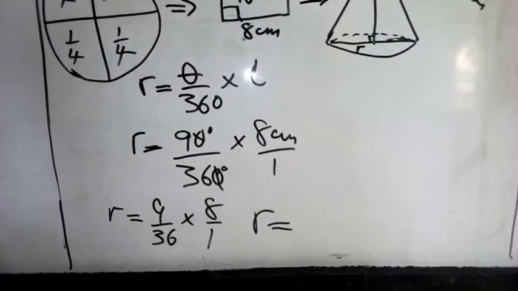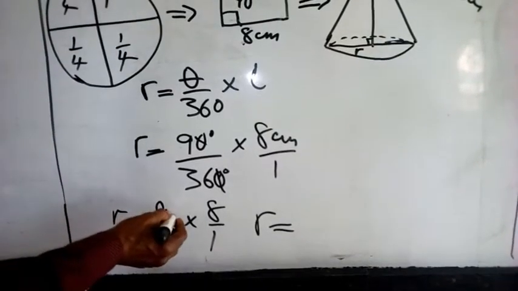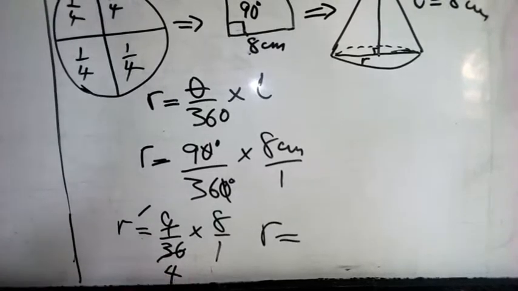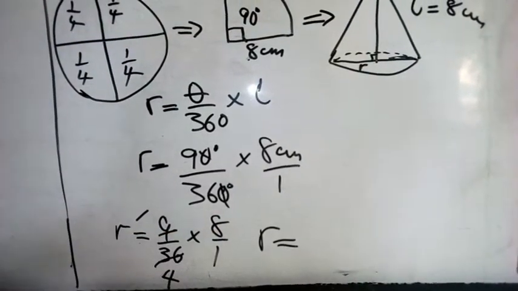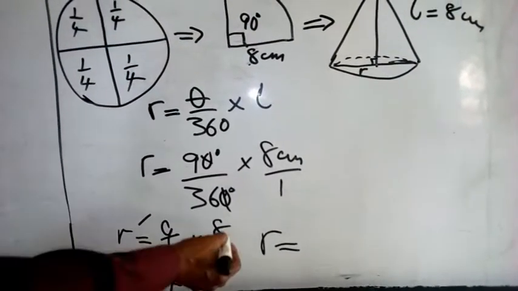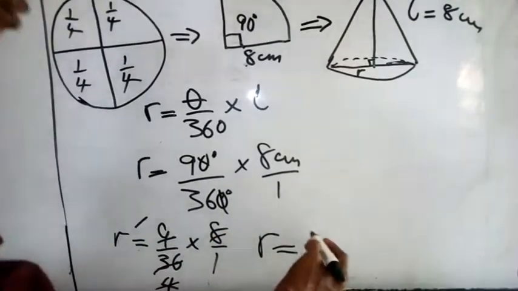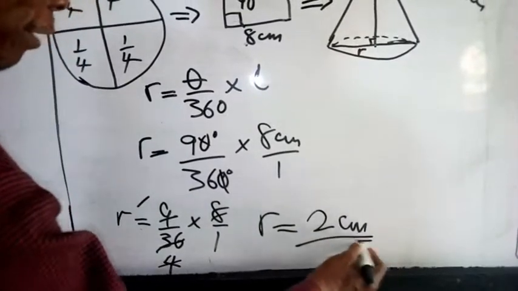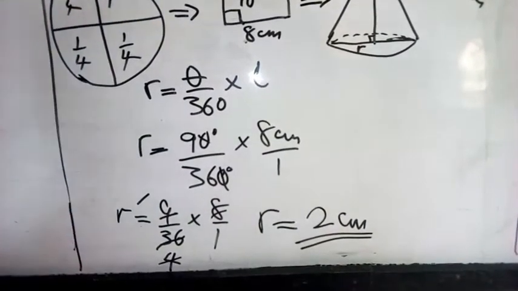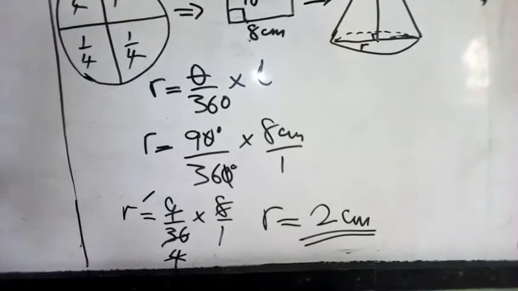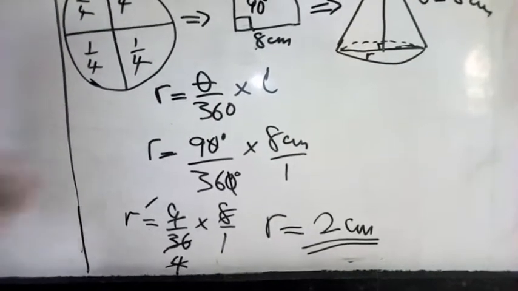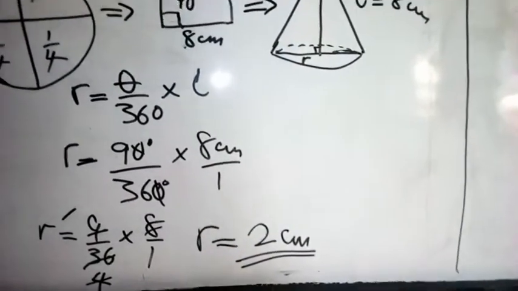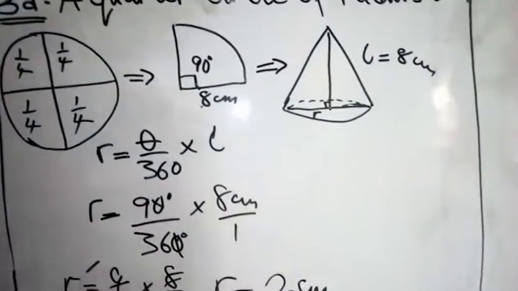Do we need to even go that far? Let us quickly cancel it here. 9 cancels itself, 1, 9 here, 4. So you are left with 8 over 4. 4 cancels itself, 1, 4 into 8 is what? 2 cm. We have finally found the radius to be 2 cm. That's interesting. Don't you see? I told you this thing is simple. You don't need to be afraid of it. You have arrived at the radius there.